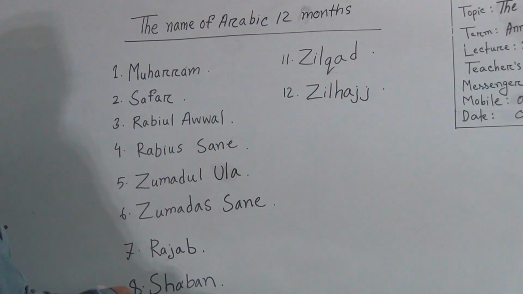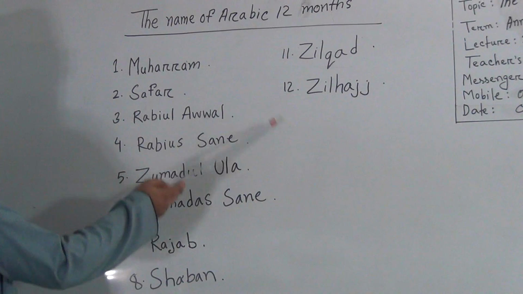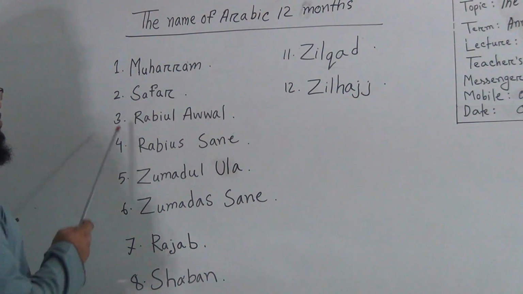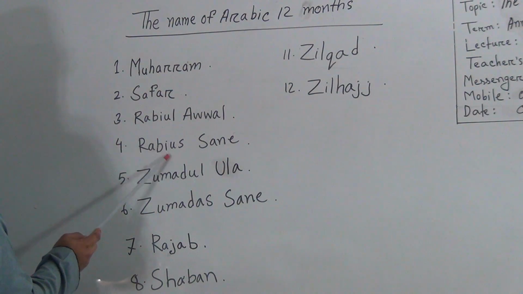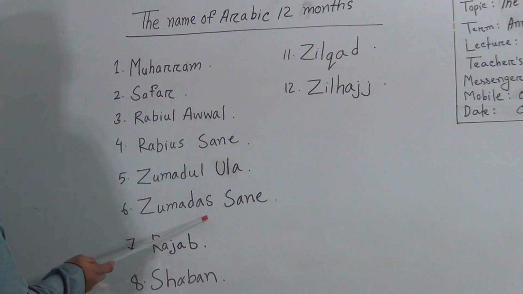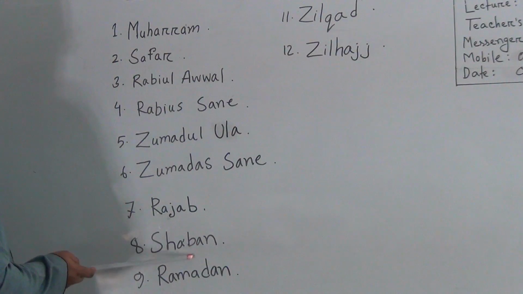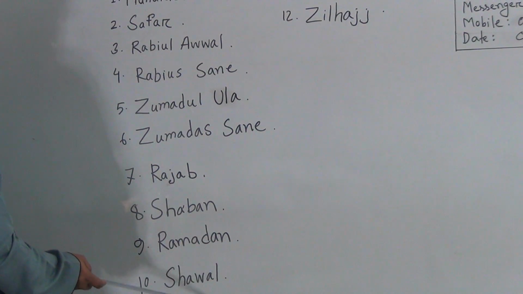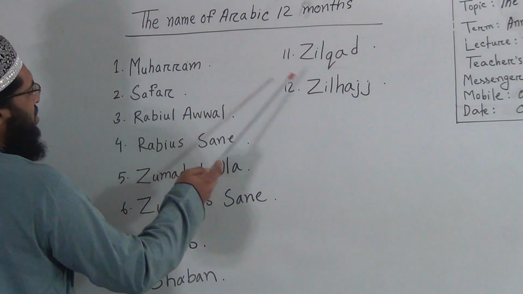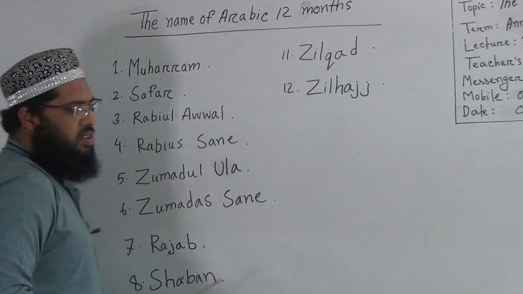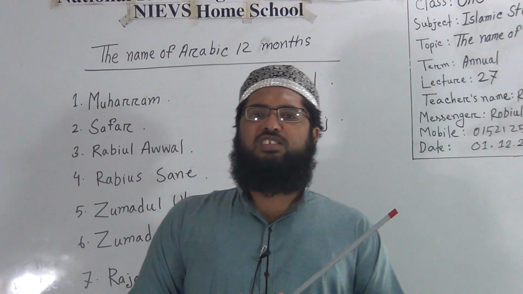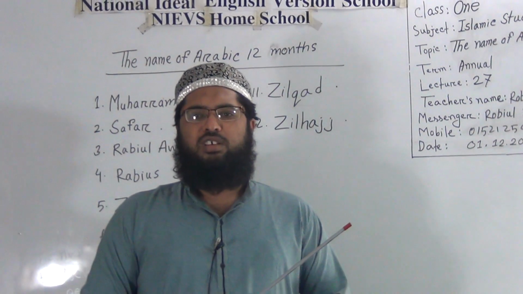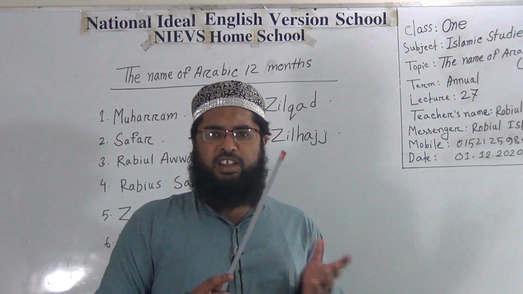Now say with me, my dear students: Muharram, Safar, Robiul Awwal, Robiul Sani, Jumad al-Ula, Jumad al-Sani, Rajab, Sha'ban, Ramadan, Shawwal, Jilqad, Jilhaj. My dear students, for memorizing these Arabic 12 months, you will follow this rhythm, this pattern.